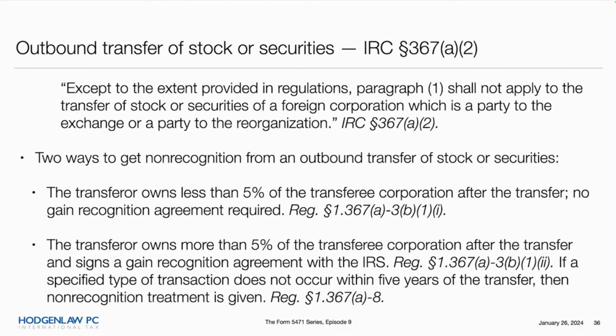So, high-speed details here. Outbound transfer of stock or securities. So not all property, but stock or securities. So you've got a U.S. person who transfers stock or securities of a foreign corporation. 367(a)(2) says non-recognition if at the end of the day the transferor owns less than 5% of the transferee, or you end up owning more, but you do a gain recognition agreement with the IRS. And generally, a gain recognition agreement with the IRS says if nothing bad happens in the next 5 years, then you've got non-recognition. If otherwise, you've got gain recognition. So that's what that means.